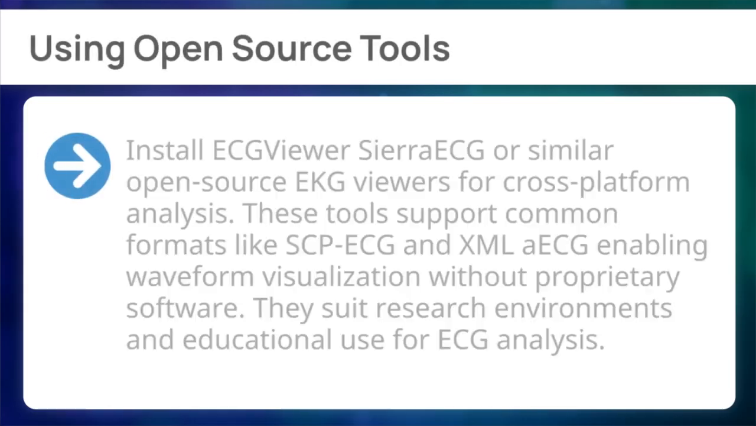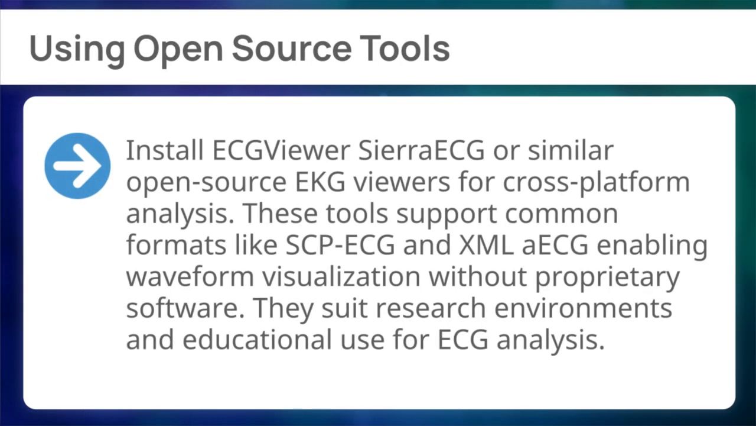Next, using open source tools. Install ECG Viewer, Sierra ECG, or similar open source EKG viewers for cross-platform analysis. These tools support common formats like SCP ECG and XML AECG, enabling waveform visualization without proprietary software. They suit research environments and educational use for ECG analysis.